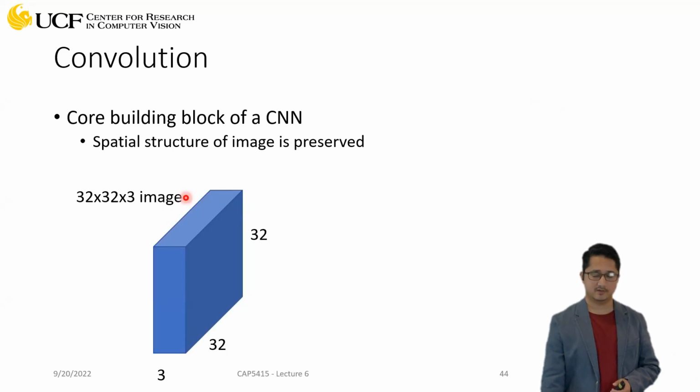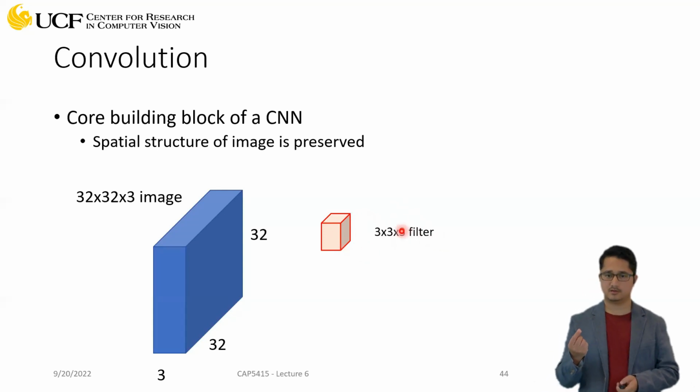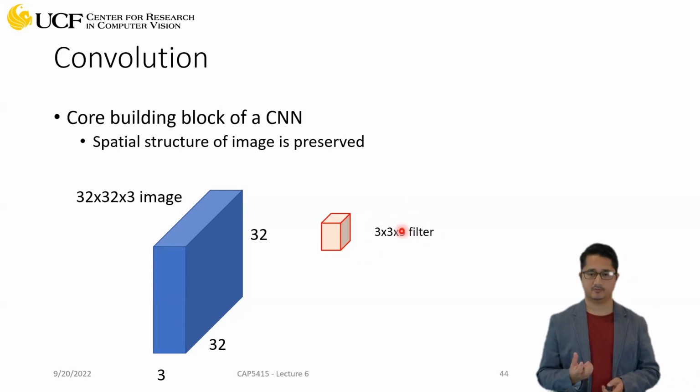And let's say this is your input image of resolution 32 cross 32. So this means that 32 pixels in height, 32 pixels in width, and 3 pixels in the channel dimension, right? So this is your input image. You have these filters. In this case, the shape is 3 cross 3 cross 3. All right. So these filters are weights of your convolutional neural network.